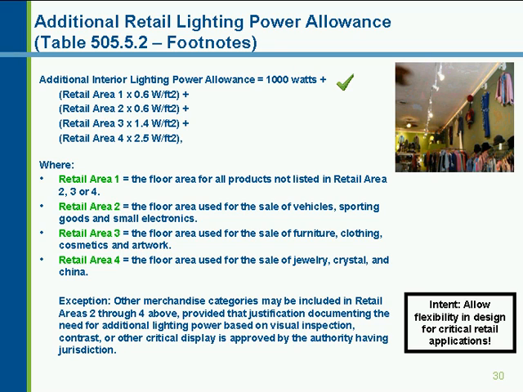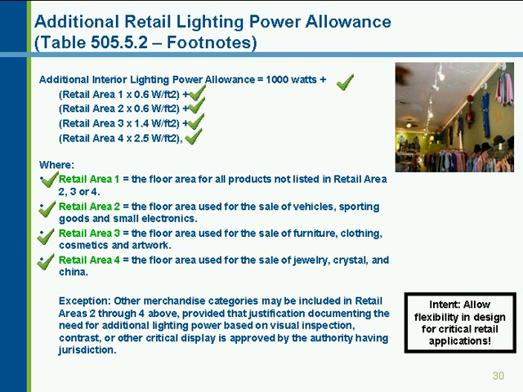The first 2 are allocated at 0.6 watts per square foot, retail area 3 and 4 at higher values. And there are definitions here for what each of those areas is. Retail area 1 is basically anything else that's not listed in 2, 3, and 4. And for 2, 3, and 4, you'll see there are specific allocations for different types of merchandise. If that's the type of merchandise you have in a certain part of your retail store, that's the retail area that it's defined as, and you have an allowance that's given for that. Again, you need to make sure that this is only for highlighting allowances, highlighting merchandise, not for general illumination.